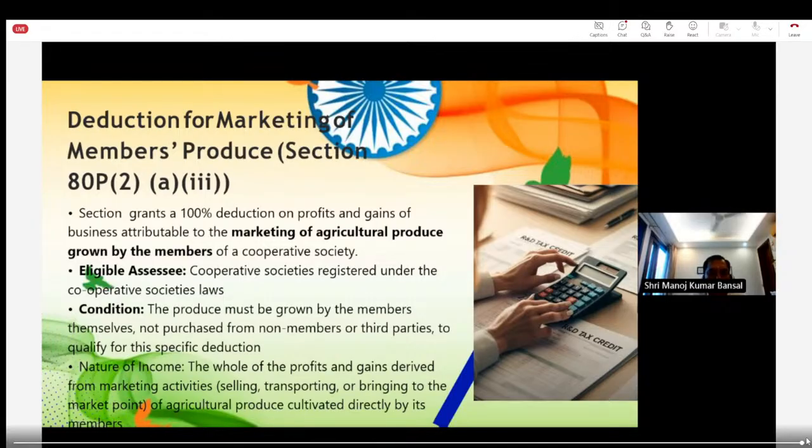What is the nature of income? The whole of the profits and gains derived from marketing activities: selling, transporting, or bringing to the market point agriculture produce cultivated directly by its members.